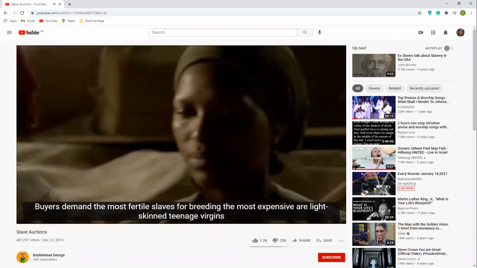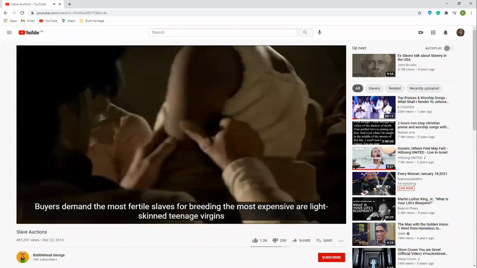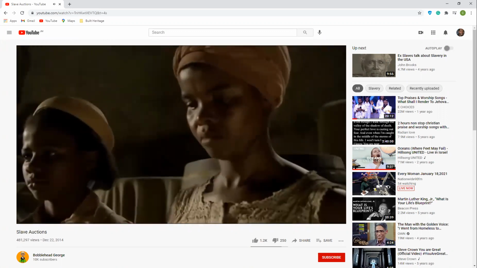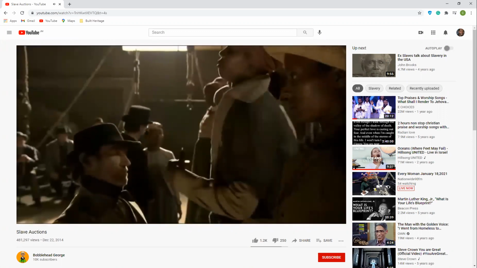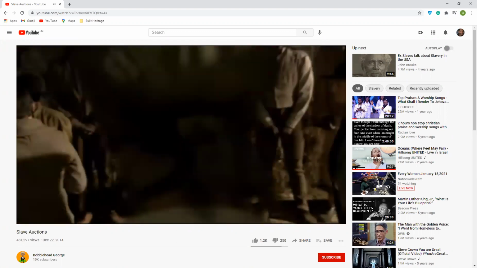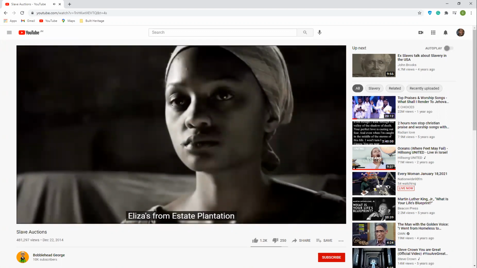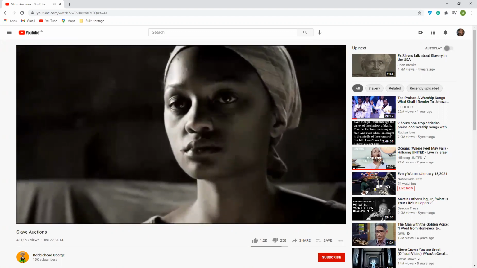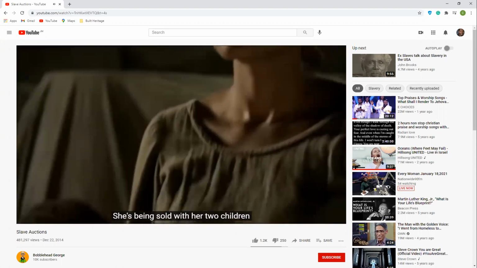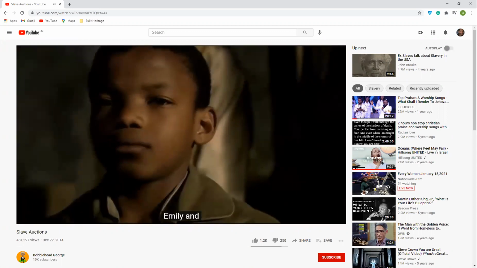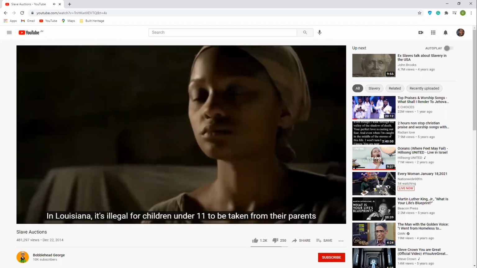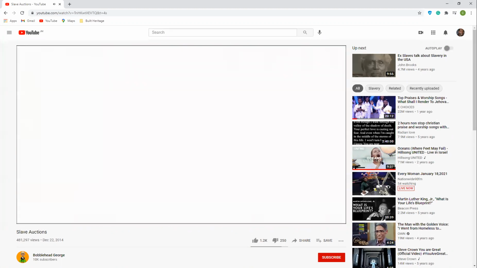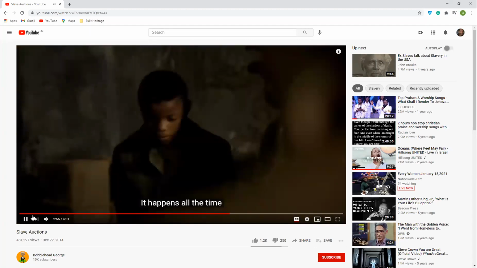Buyers demand the most fertile slaves for breeding. The most expensive are light-skinned teenage virgins. Rape is common. Eliza's from a state plantation. She's being sold with her 2 children, Emily and Randall. In Louisiana, it's illegal for children under 11 to be taken from their parents. Boy, come over here. It happens all the time.